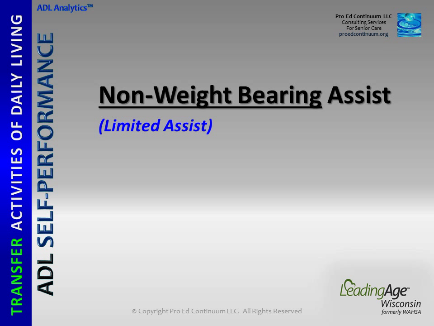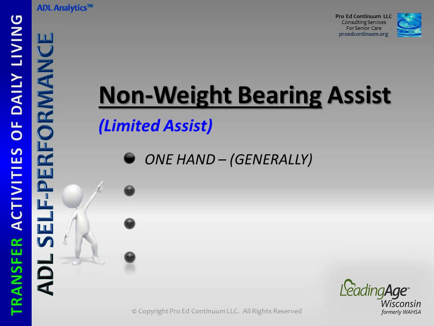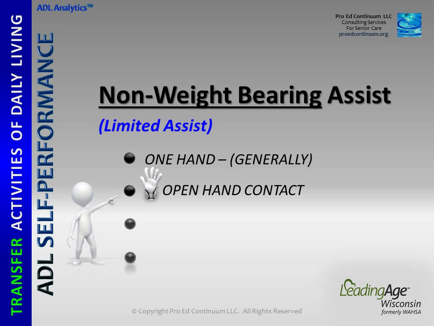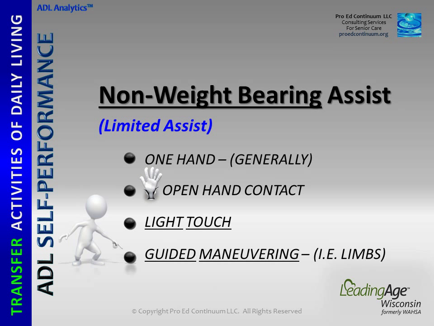The rule of thumb for non-weight-bearing assist, also referred to as limited assist, is that staff generally use one hand, an open hand contact. The only help the resident receives while performing the task is just a light touch or a guided maneuvering of the limbs.